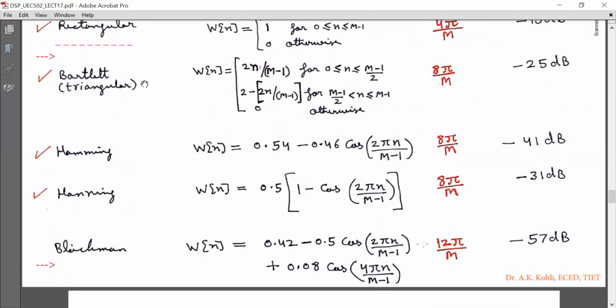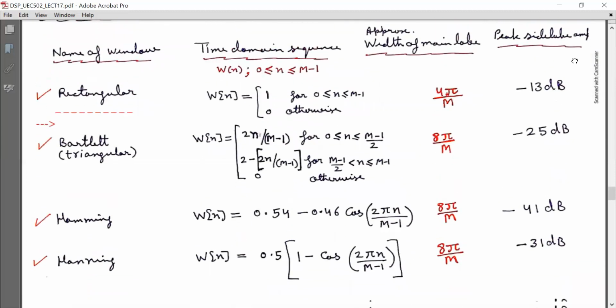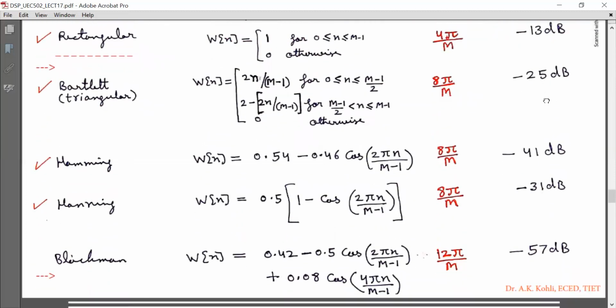The first is the Bartlett or triangular window. In the time domain, w[n] is equal to 2n by M minus 1 for n ranging between 0 to (M minus 1) by 2, and it is 2 minus 2n by M minus 1 for n ranging between (M minus 1) by 2 to M minus 1, and 0 otherwise. Here in the frequency domain, the width of the main lobe is 8 pi by M and the peak amplitude of the side lobe is minus 25 dB.